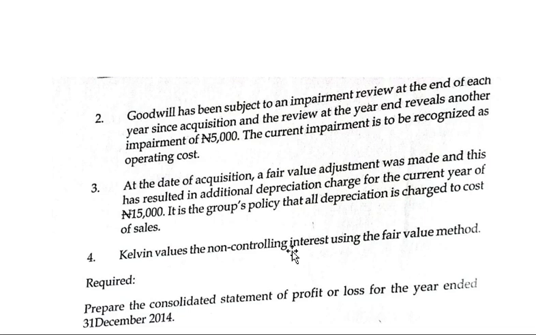So in this instance, we have impairment loss. They have to share it. You have to deduct the NCI percentage from the profit that is made, that you are going to get as NCI profit. Quickly, let's do something here.